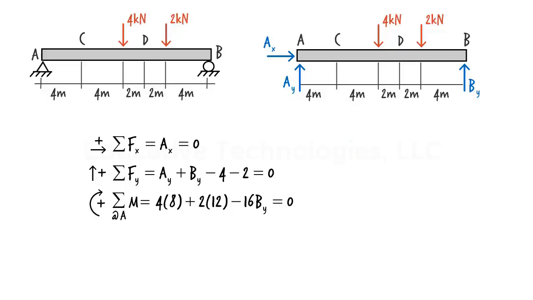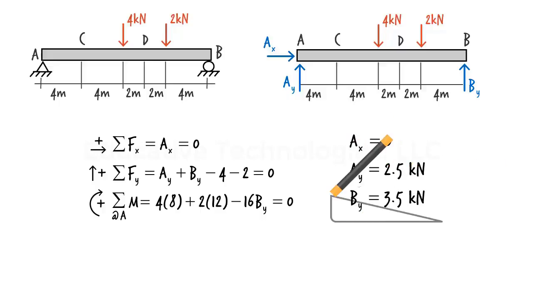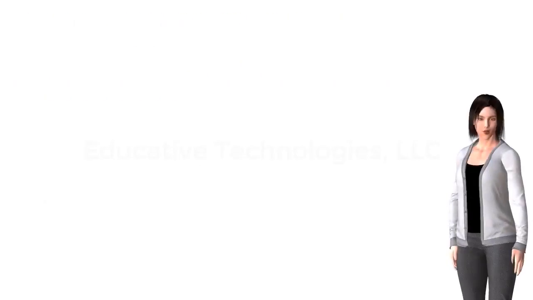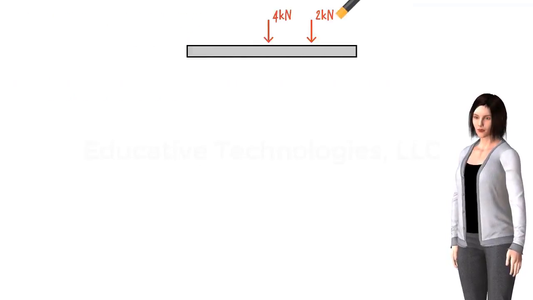From the last equation, we can calculate By. By equals 3.5 kilonewtons. From the second equation, we get Ay equals 2.5 kilonewtons, and the first equation gives us Ax equals 0. Here are the results shown graphically.